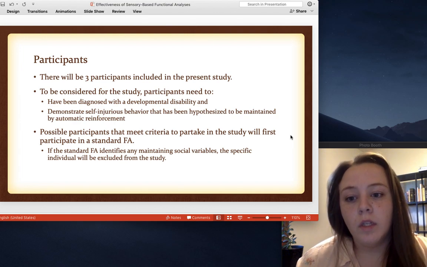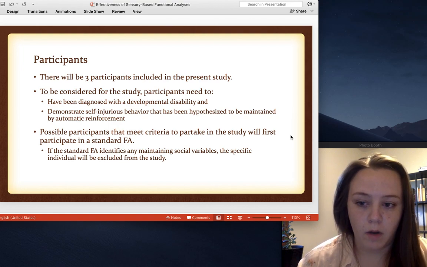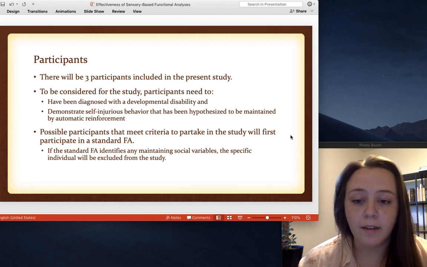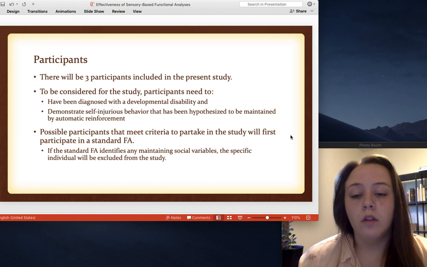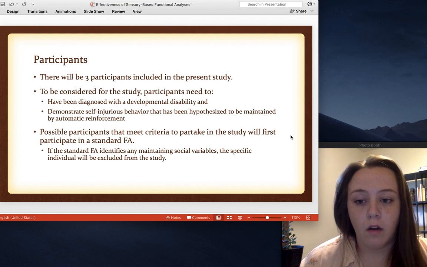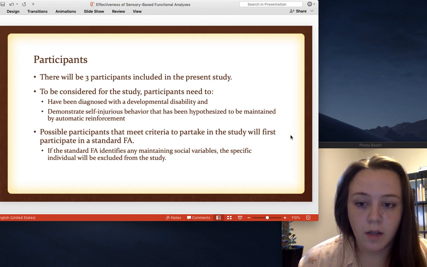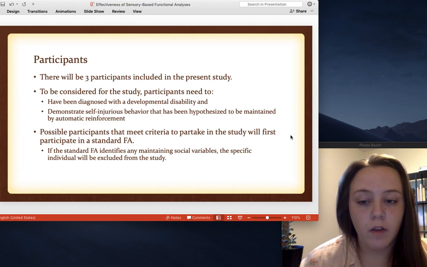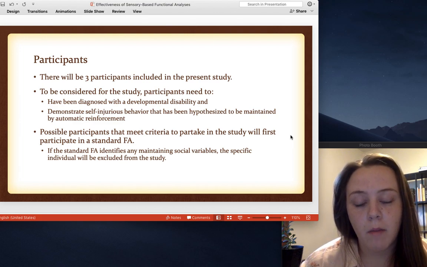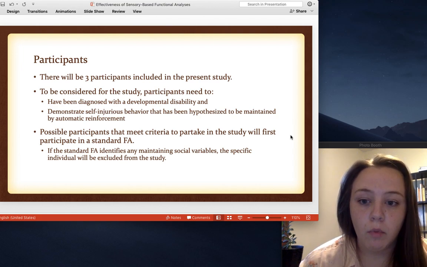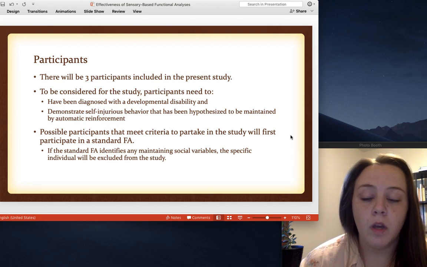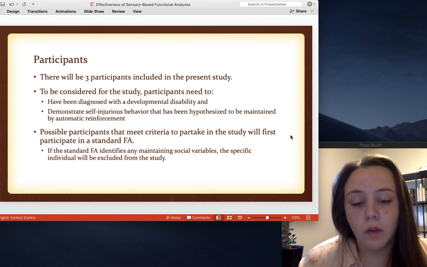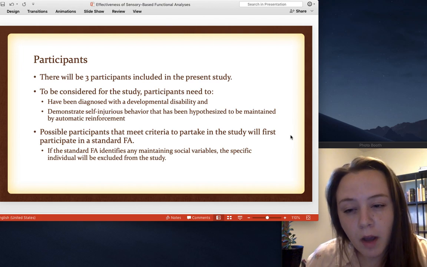And then they also need to demonstrate self-injurious behavior that has been hypothesized to be maintained by automatic reinforcement. So with that, first we want to make sure that we're looking at behaviors that are maintained by automatic reinforcement. We're going to be looking at self-injury just because it's one of the more severe behaviors that are typically maintained by automatic reinforcement. So we want to make sure that we are looking at ways to try and improve the treatment for this. And then we also want to look at whether or not they're truly maintained by automatic reinforcement.